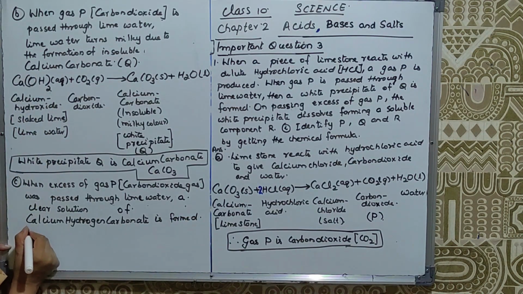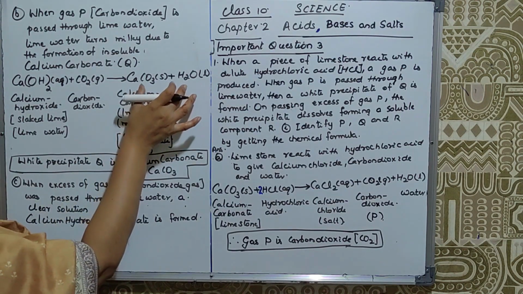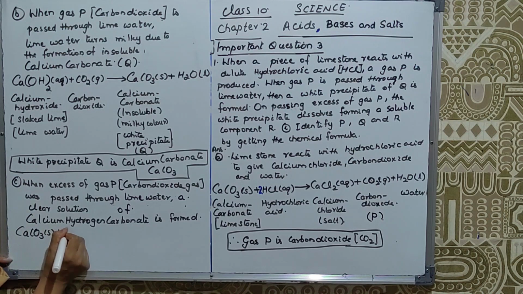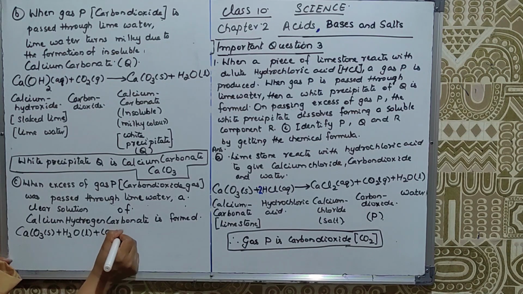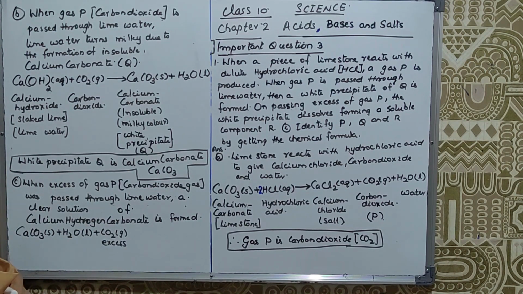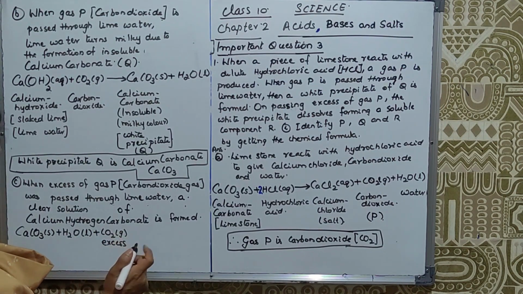So now we are writing the equation. When excess of carbon dioxide gas is passed through lime water, to the previous product you should add carbon dioxide. CaCO3 solid plus H2O liquid. To that one carbon dioxide gas should be added. So it should be excess. In excess, carbon dioxide gas was passed. It will form a clear solution. So when excess gas P was passed through lime water, a clear solution of calcium hydrogen carbonate is formed.